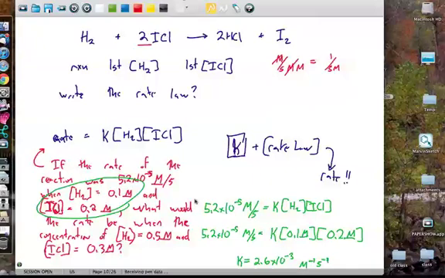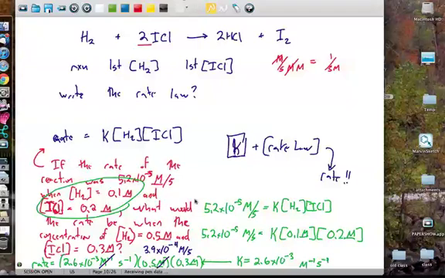So once we have that, we can then just plug in and solve that the rate would be equal to the rate constant, 2.6 times 10 to the minus third, molar to the minus 1, second to the minus 1, times 0.5 molar times 0.3 molar for the ICl, to give us a rate of 3.9 times 10 to the minus fourth molar per second. And the units work out, right? So this would be the new rate.